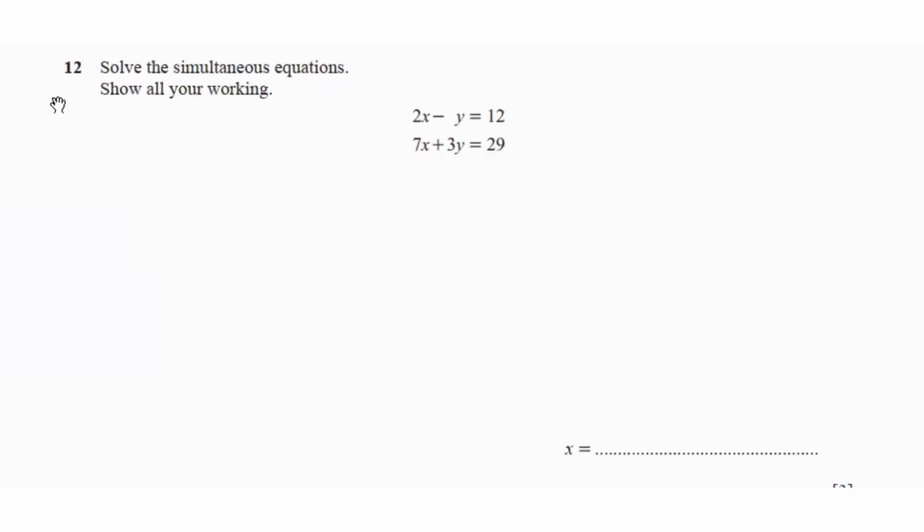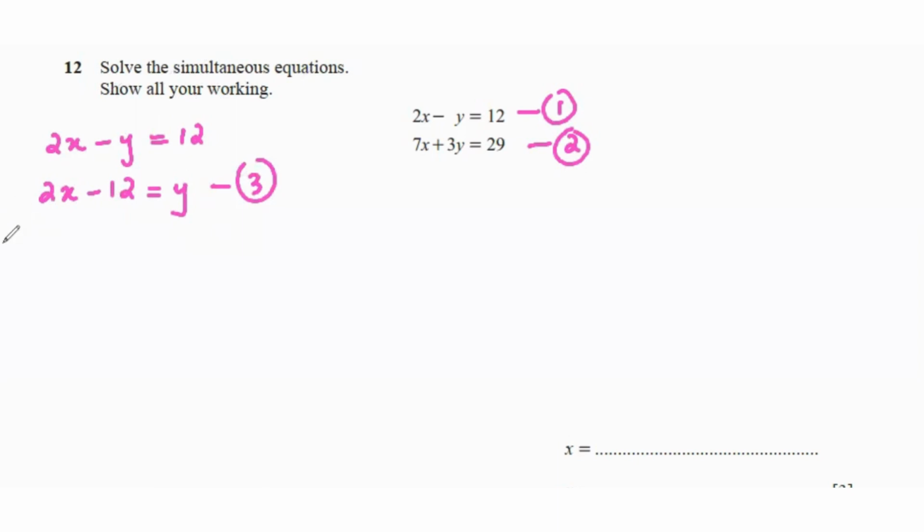Solve the simultaneous equations and show all your working. So I'm going to use the substitution method for this, and I'm going to make y the subject in the first equation. What we have right now is 2x minus y equals 12. I'm going to swap the negative y with 12. That will give me 2x minus 12 equals y. This is your third equation.